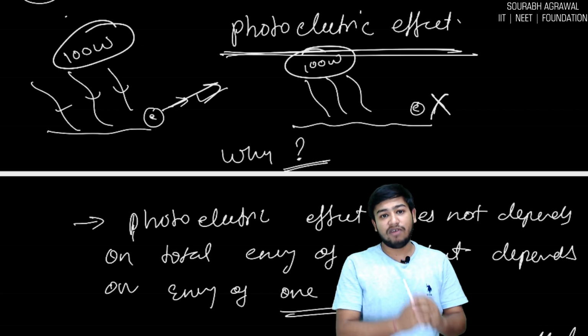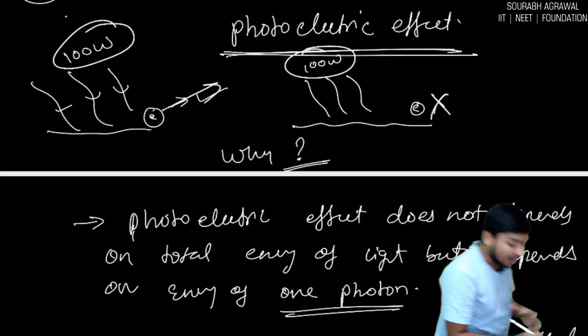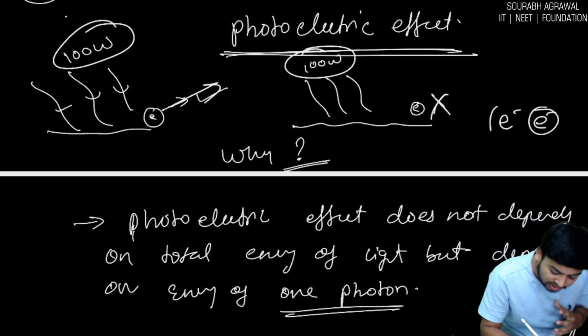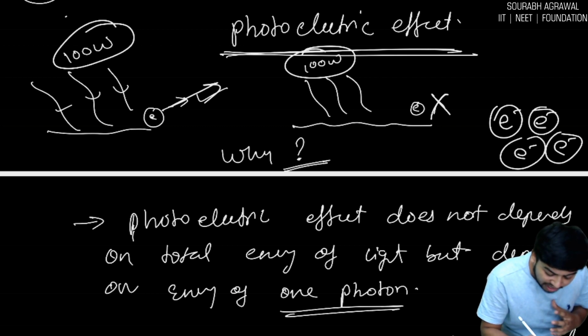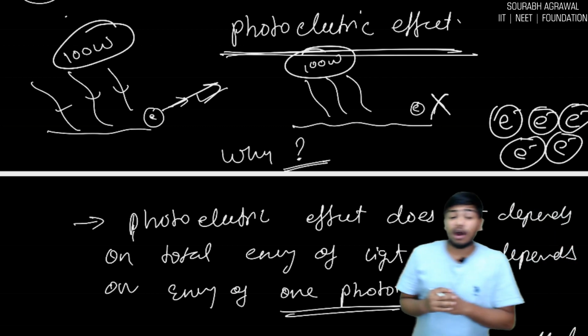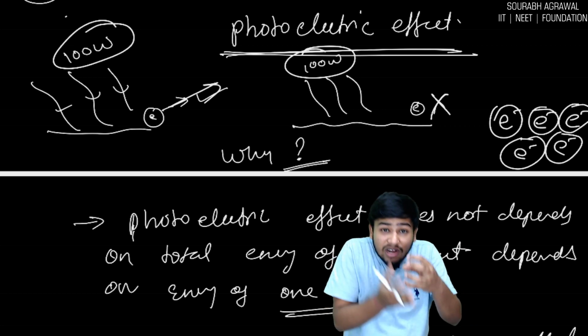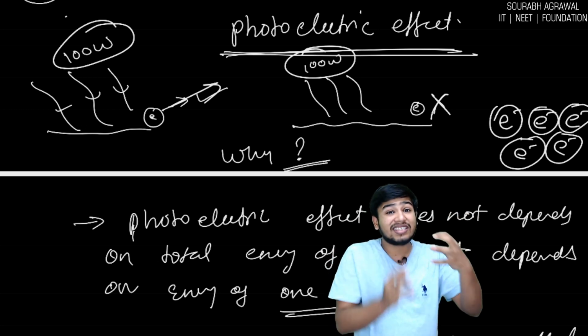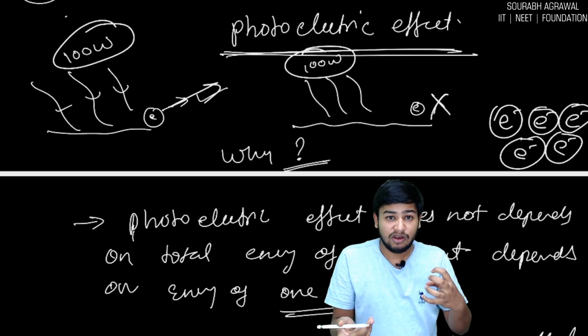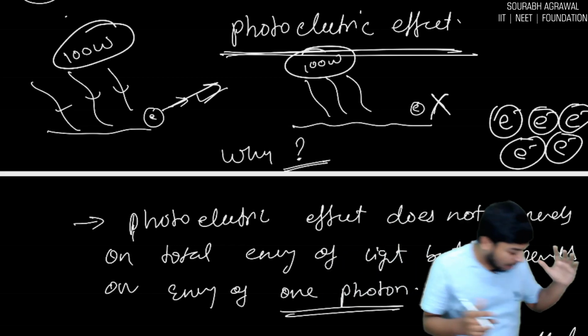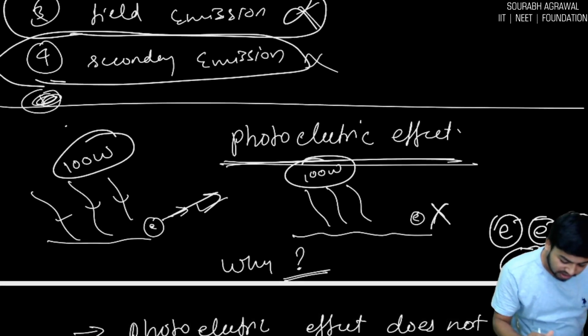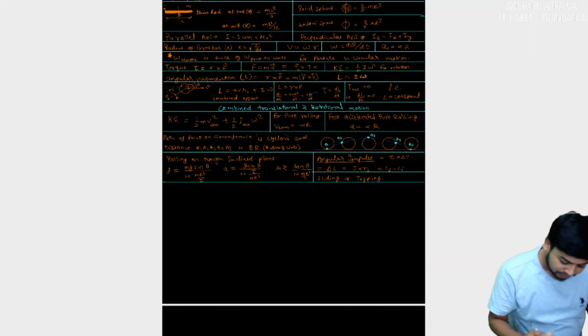Energy of one photon. There are many electrons, and they are connected with some bond. This bond will only break when one photon has the power to break that bond.